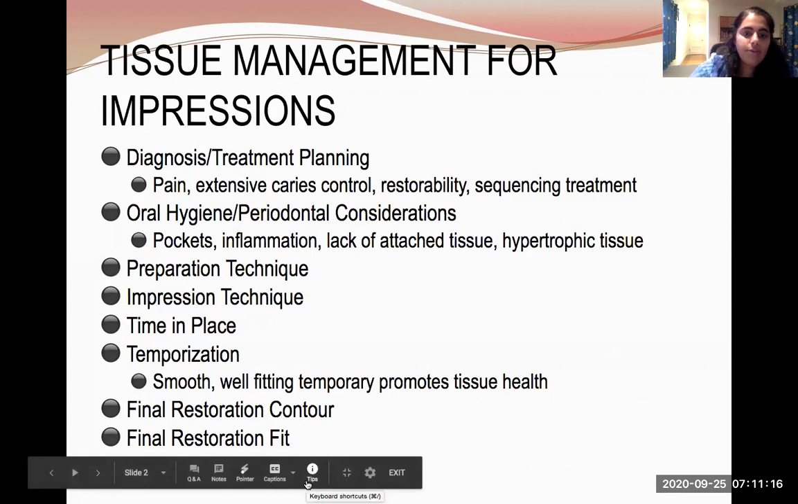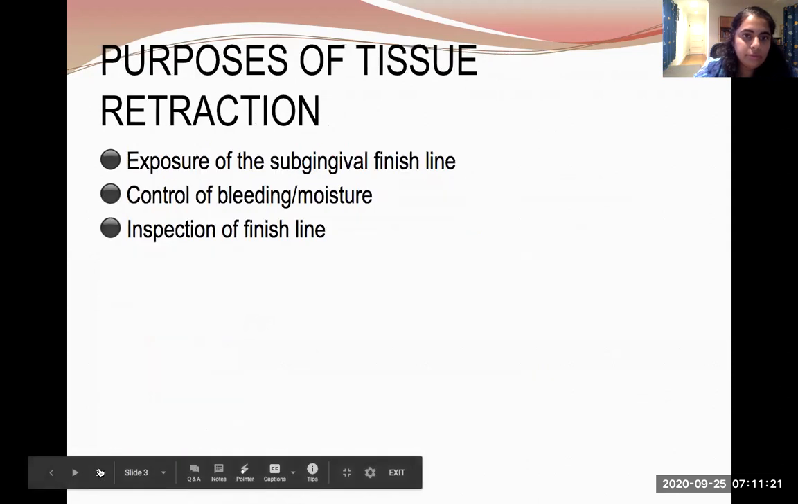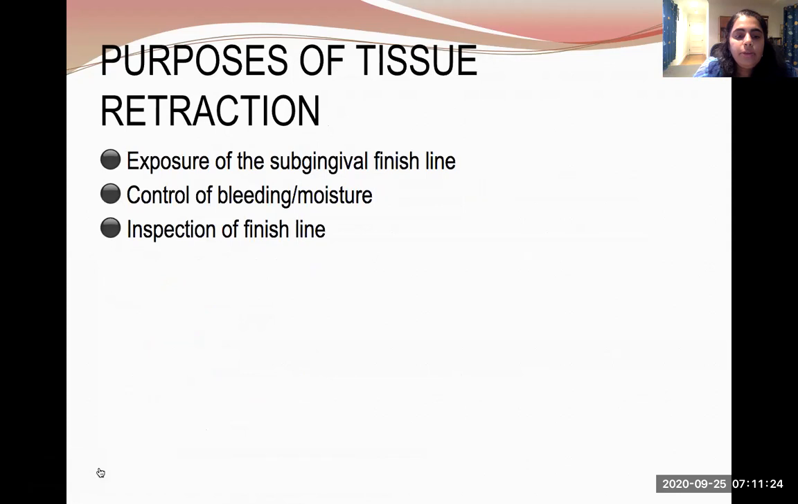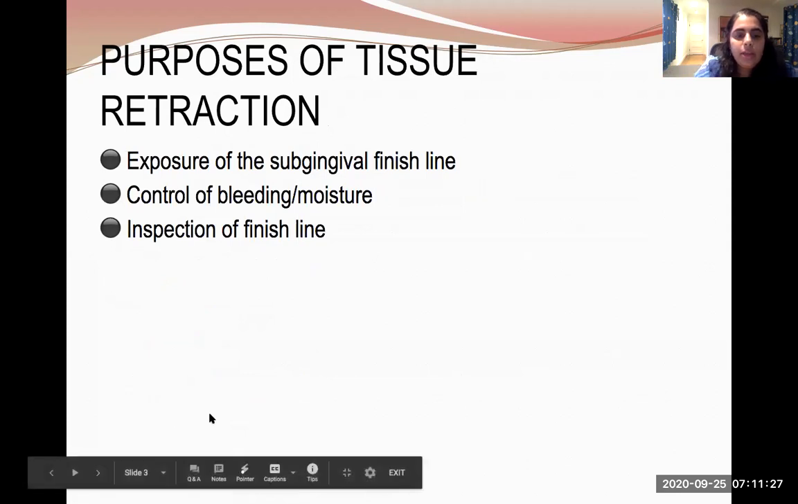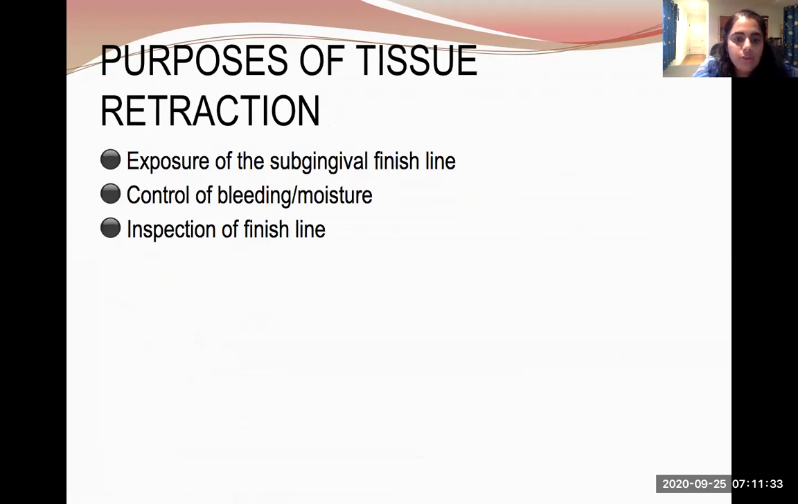So what is the purpose of tissue retraction? Exposure of the subgingival finish line. We need to be able to see the margins of the crown that we need to record for our impression. So the third point is inspection of the finish line, and that's one of the reasons that we need to do cord packing. And controlling of the bleeding and moisture. The cord absorbs some amount of the blood and moisture and keeps the area dry when we are taking our final impression.